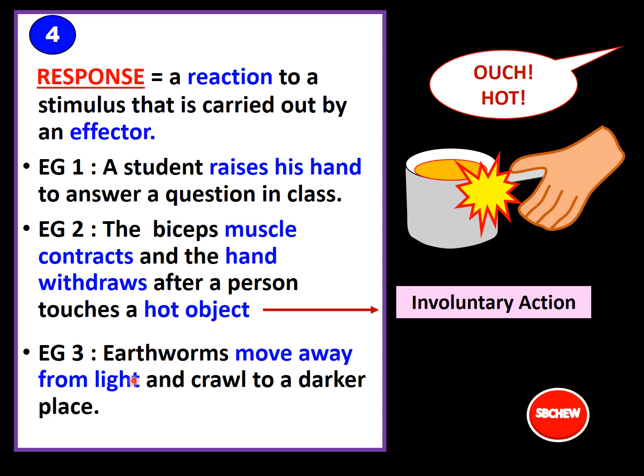Now the third example is about earthworms. Earthworms move away from light and crawl to a darker place. Earthworms do not like the light because it will dry up their bodies. So when they are exposed to the light, their response is to move away from the light. Again, the reaction is carried out by effectors, which are the muscles in their bodies, which contract to help them move away from the light. The light is the stimulus, so they are reacting to the light. So the response is to move away from the light.